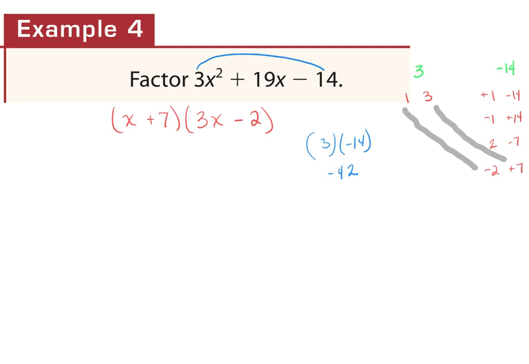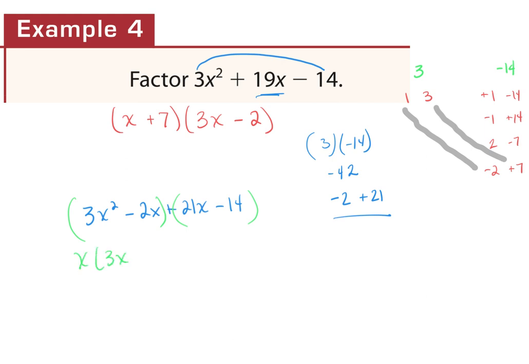So in this case, I would say, well, a negative 2 and a positive 21, that's going to give me negative 42. So I could say 3x squared minus 2x plus 21x minus 14. All I did was break it up to these, group it just like we did before. Take an x out, we have 3x minus 2. Take a 7 out, we have 3x minus 2. My group is 3x minus 2. What's left over is x plus 7. Same factoring, different method. All right?